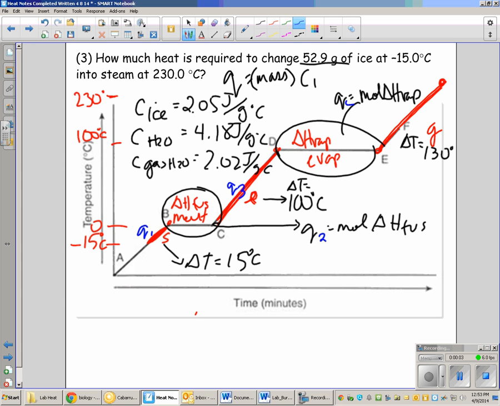Q4 is the phase change in vaporization, and Q5 is the last delta T with 130. So go ahead and calculate them and add them up.